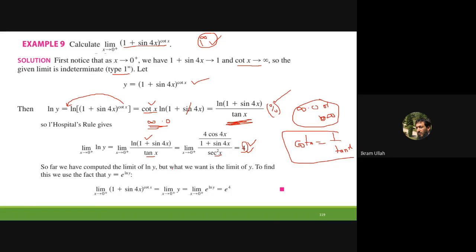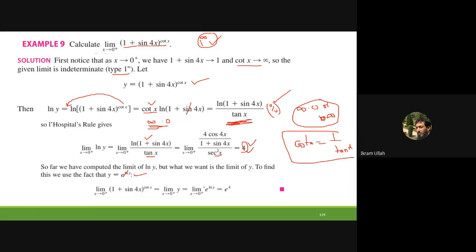So far we have computed the limit of ln of y, but what we want is the limit of y. To find this we use the fact that y is equal to e to the power ln of y. This is another method to represent a limit of the type 1 raised to the power infinity, because the exponential and the log cancel each other out. So y is equal to y.